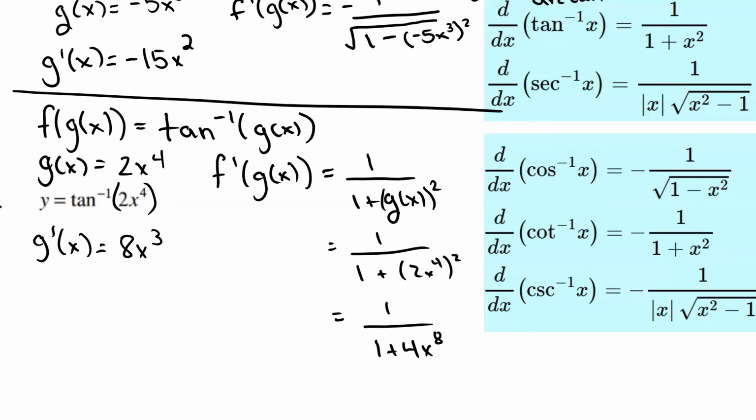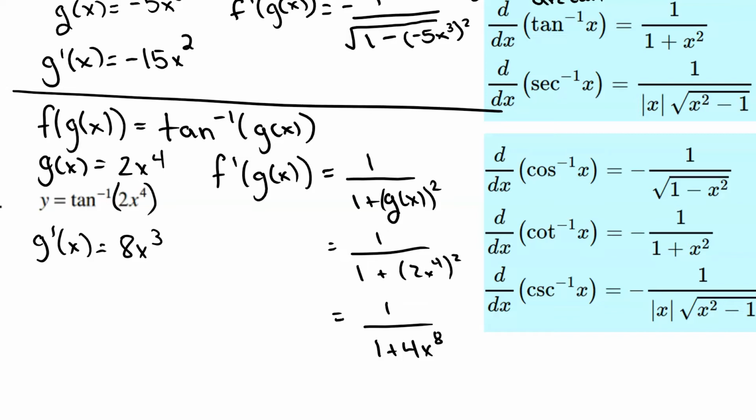So, just to recap, we're looking at the arctangent of 2x to the fourth. We've identified our outside function as arctan, or the inverse tangent, and our inside function is 2x to the fourth. We applied the arctan derivative rule, 1 over 1 plus the input squared, our input here being g of x. We substituted back in our g of x, the 2x to the fourth, and we ended up with 1 over 1 plus 4x to the eighth.